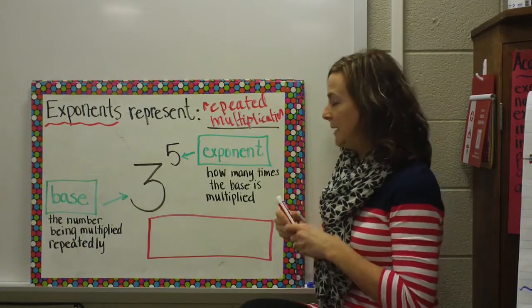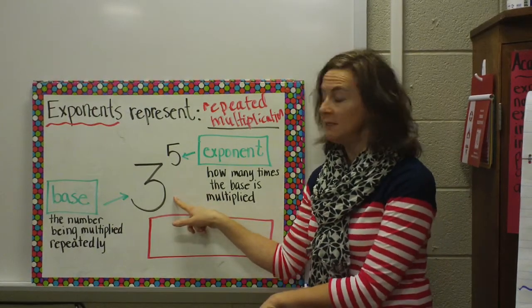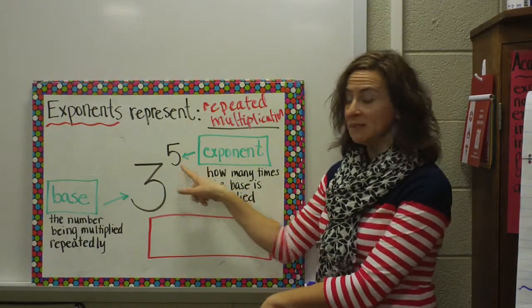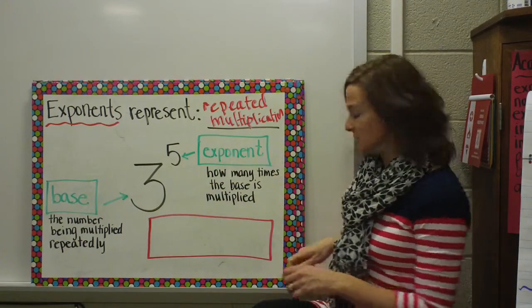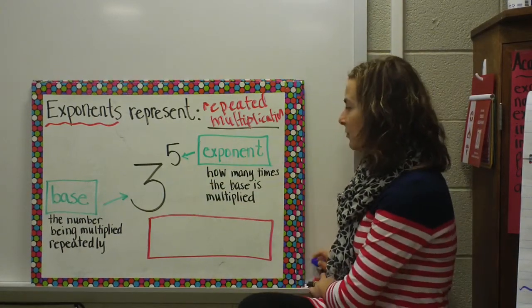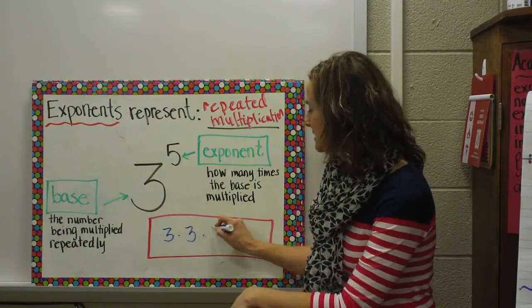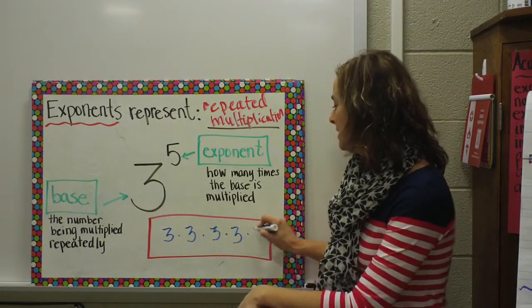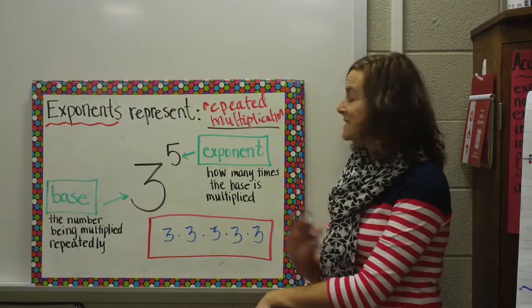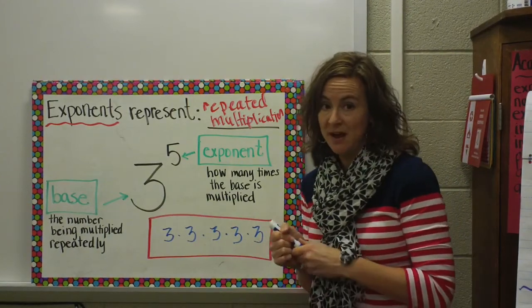So again, the base is the number that's being multiplied repeatedly, and the exponent is going to tell you how many times to multiply the base. 3 to the 5th power means 3 times 3 times 3 times 3 times 3. It does not mean 3 times 5.